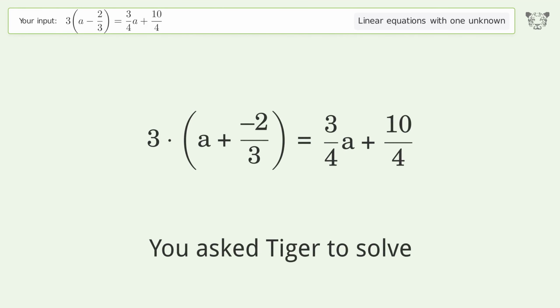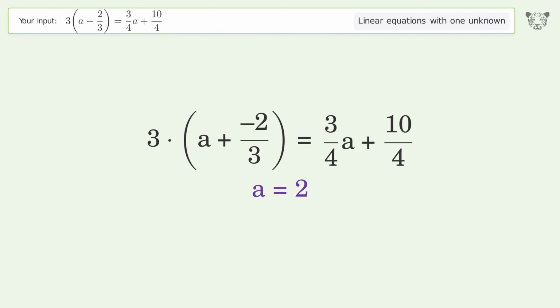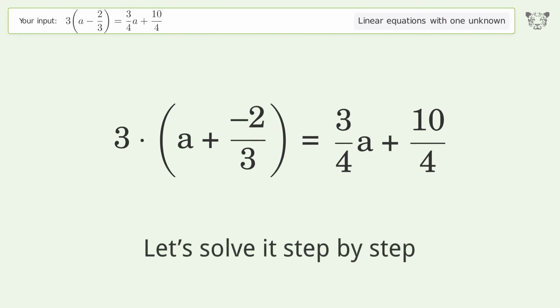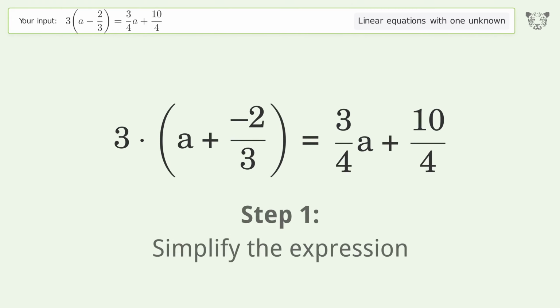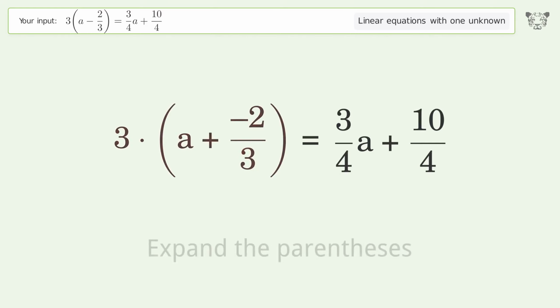You ask Tiger to solve this. It deals with linear equations with one unknown. The final result is a=2. Let's solve it step by step. Simplify the expression. Expand the parentheses.